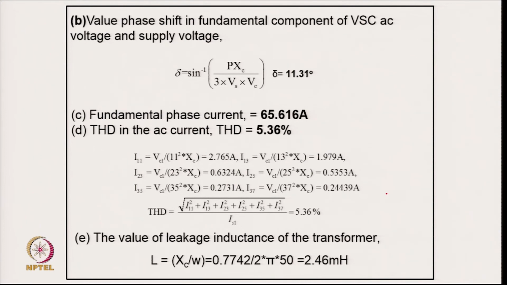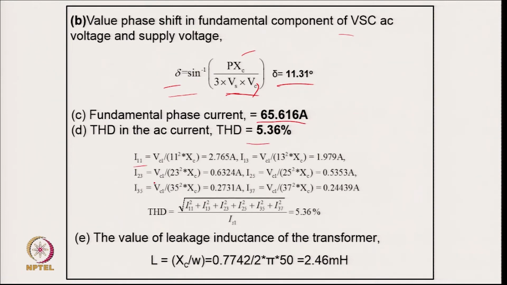And then the phase shift value we can calculate from this power relation, P equals 3V upon X, using the converter fundamental voltage. So the phase shift comes out as 11.31 degrees by putting in the values of all the components, and the fundamental current we calculate comes to 65.616, and the TAD of the AC current comes to 5.3.